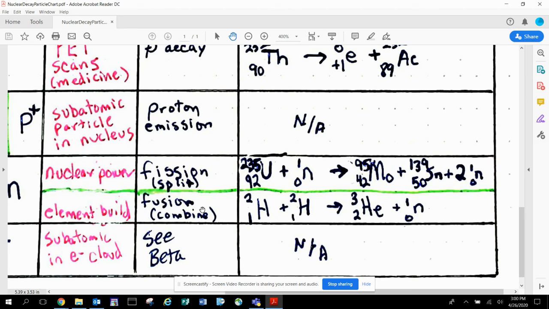Now in fusion, you're combining them. So you will see two isotopes over here, and it makes one isotope on the right plus a particle, typically neutrons, okay? So I have hydrogen-2 and hydrogen-2 will combine and fuse, come together to make helium-3. So let's check the math. 2 plus 2 equals 3 plus 1. 1 plus 1 equals 2 plus 0.